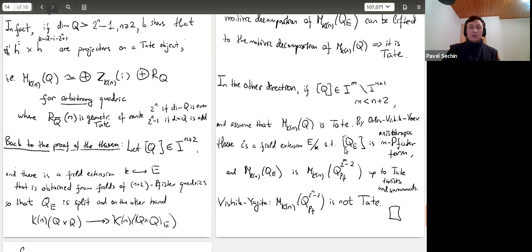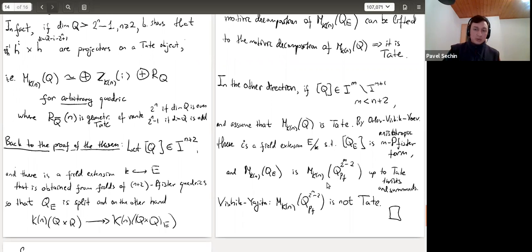But now, after the space change, if our motive of Q were Tate over the base field, it would have stayed Tate after the field extension, of course. But now this motive is, up to some Tate summands and Tate twists, the motive of the m-Pfister form from this fundamental ideal, or from this power of the fundamental ideal.